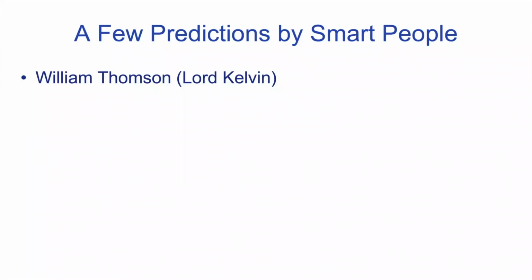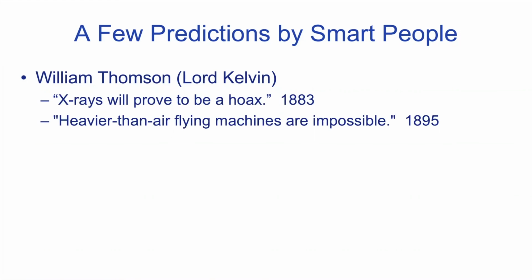I think we can agree that William Thomson, Lord Kelvin, was smart. And in 1883, he predicted that X-rays will prove to be a hoax. He should have learned his lesson, but he didn't, apparently. So he tried again in 1895, and he asserted that heavier than air flying machines are impossible.